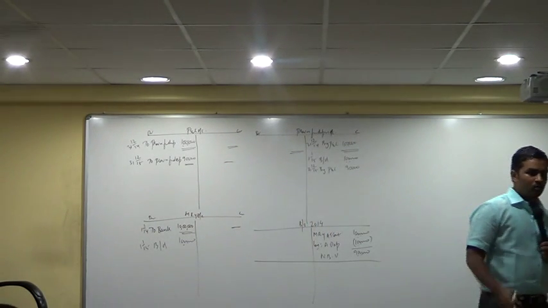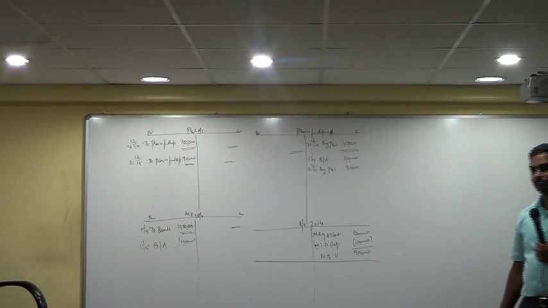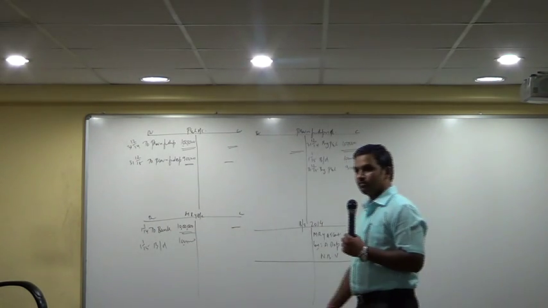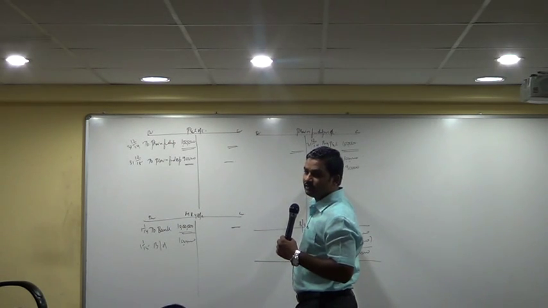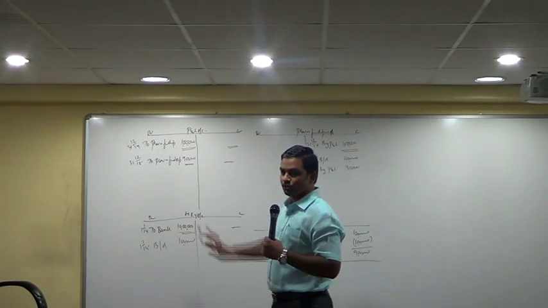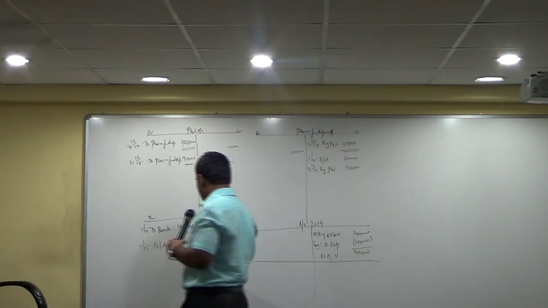That's it. No entry in the machinery account. P&L account debit, provision account credit. Clear? P&L account close. Machinery account also you close.